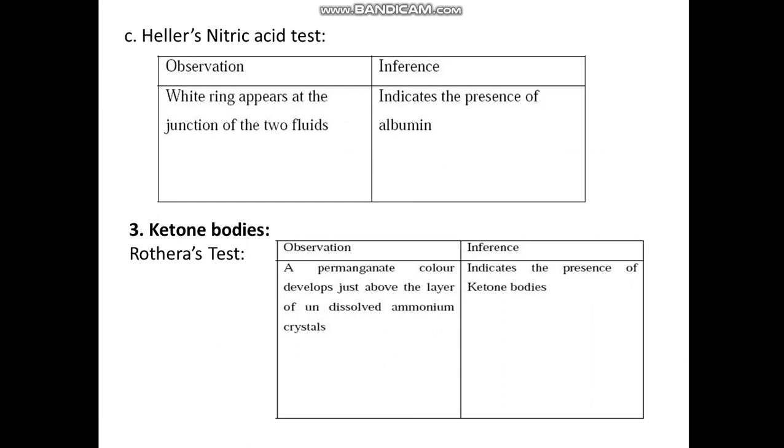And the last one we have performed is for ketone bodies, that is the Rothera test. In the observation, you will get a permanganate color developing just above the layer of undissolved ammonium crystals, and it indicates the presence of ketone bodies. So these are the observations you may get from these tests, and by following the procedure I have already explained in my previous video, you can perform these tests.